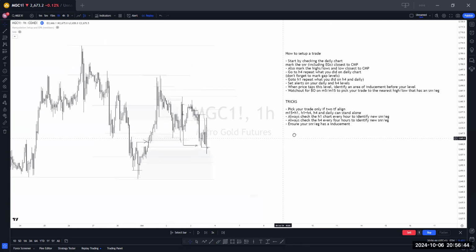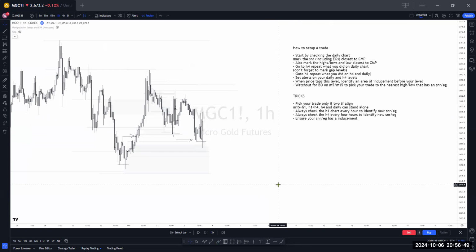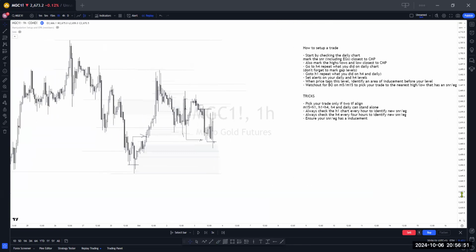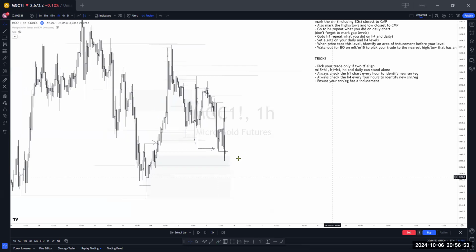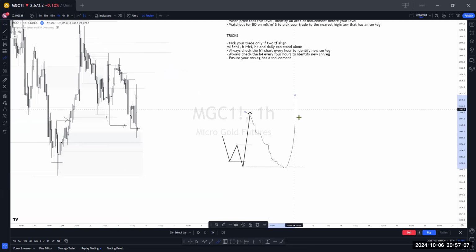And then when you're picking a level, an SNR level, ensure either the level had inducement somewhere before, or the level has an inducement before the entry. So what do I mean? So you can pick an SNR level, for example, if this is a level, this is an example of a level that has induced before, right? Broken structure. So if price comes back, price can likely use this level and bounce.